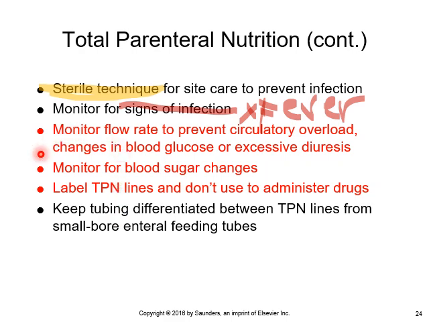Monitor flow rate to prevent circulatory overload. Also, changes in blood glucose could happen, so I will highlight that. That's why we are monitoring them for blood sugar changes. That bag of TPN contains, again, glucose, electrolytes. That's why we are monitoring them for changes in the blood glucose.